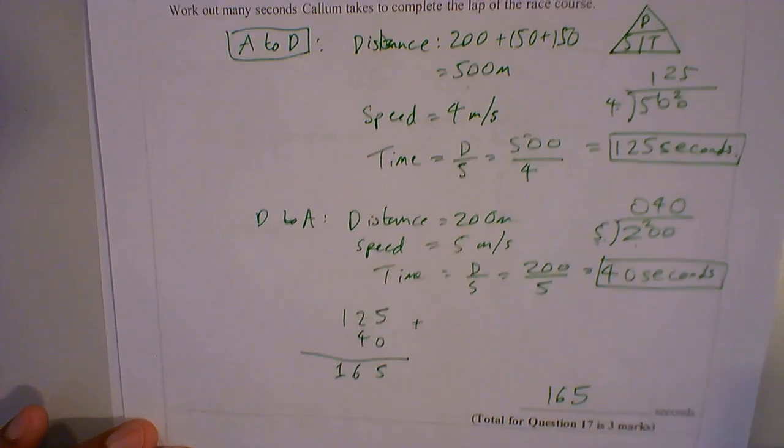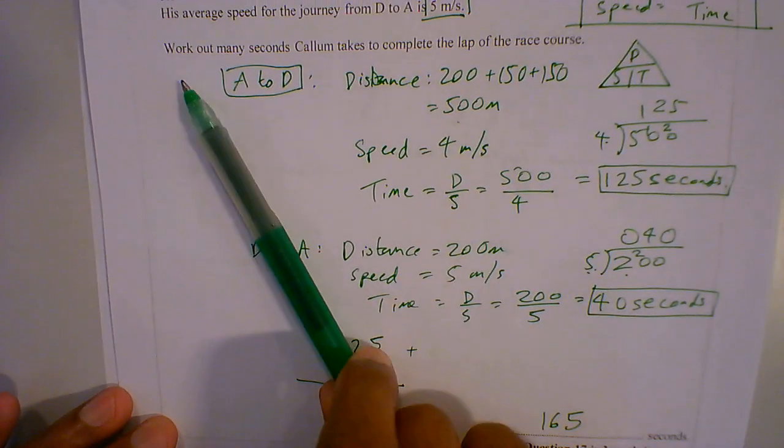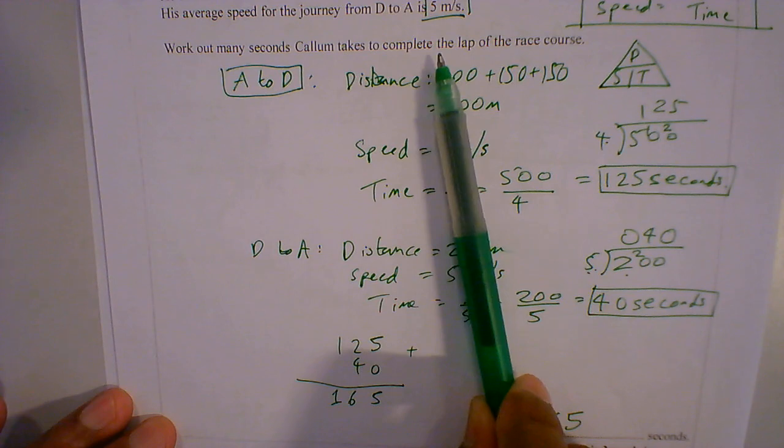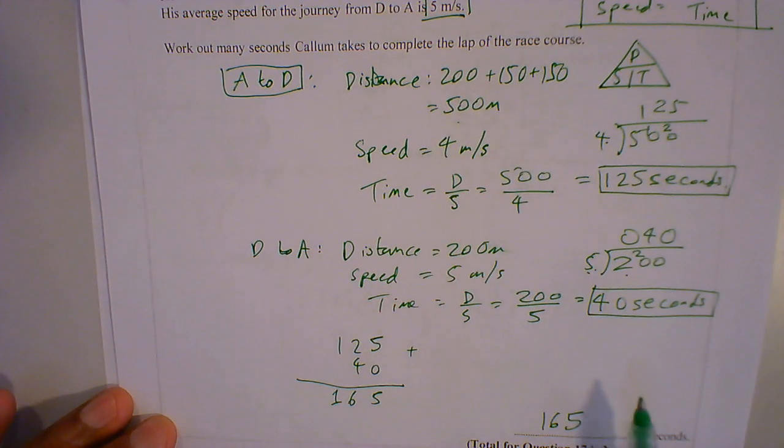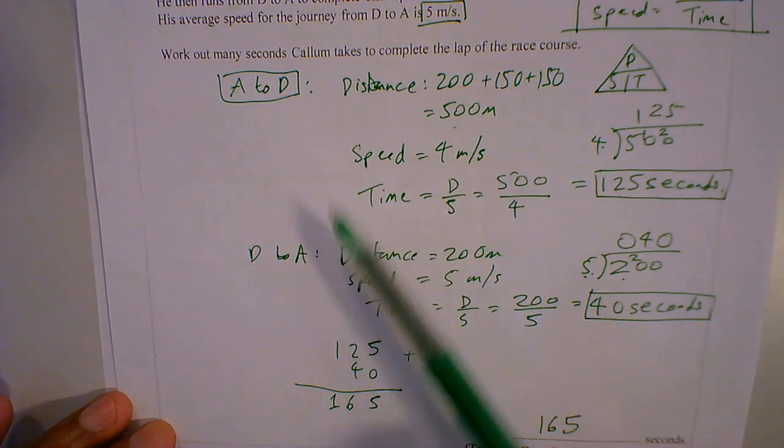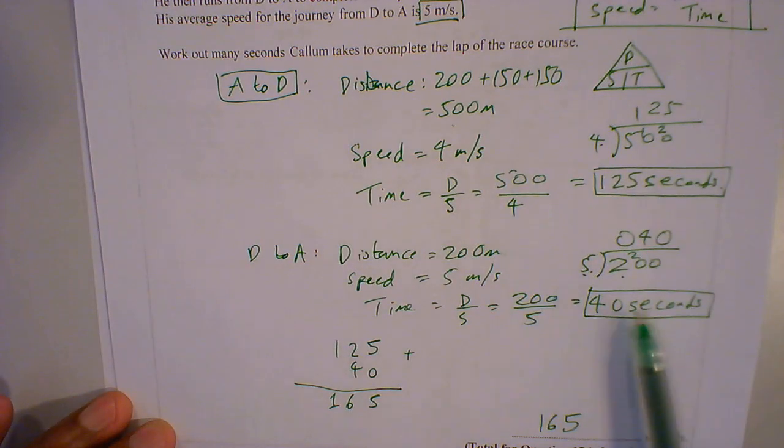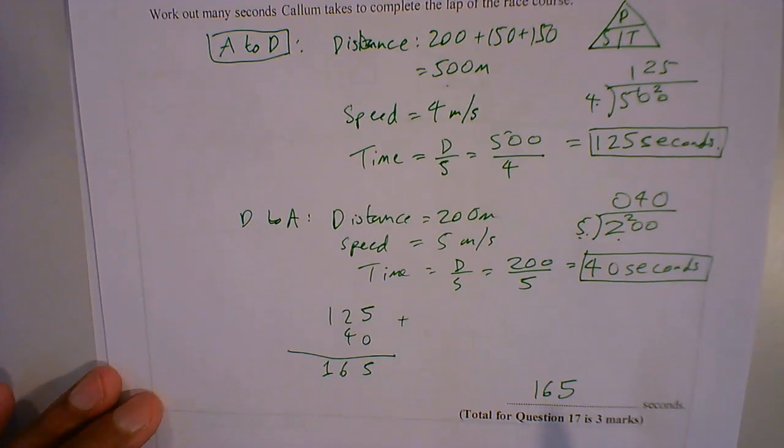Let me double check my question and answer. Work out how many seconds Callum takes to complete the lap of the race course. I've done it from A to D, then D to A, so that's the whole lap, and that's my time. So I'm happy that that is my final answer.